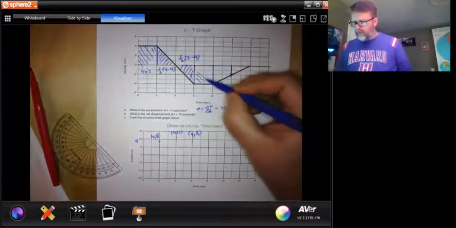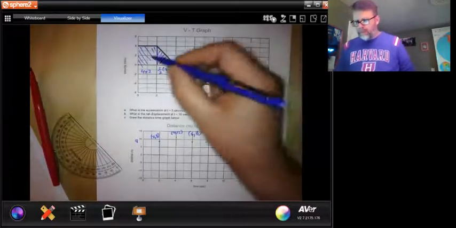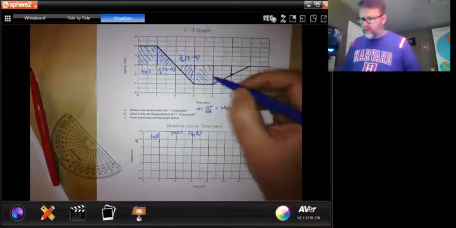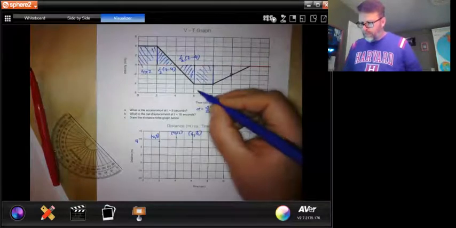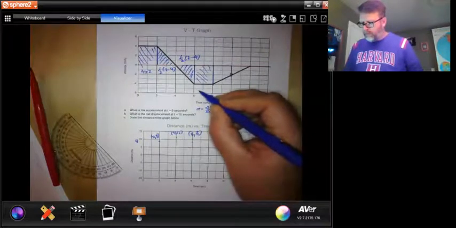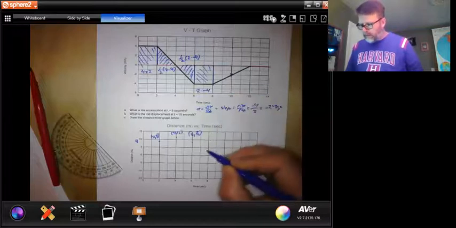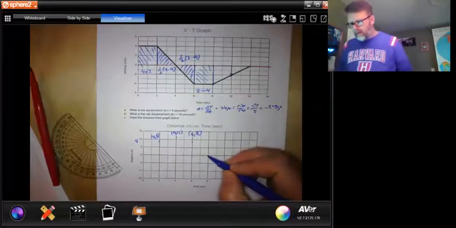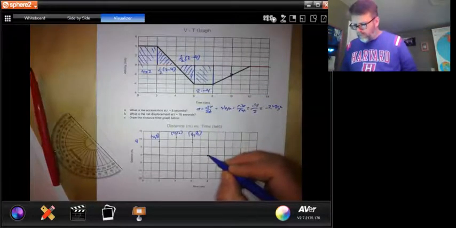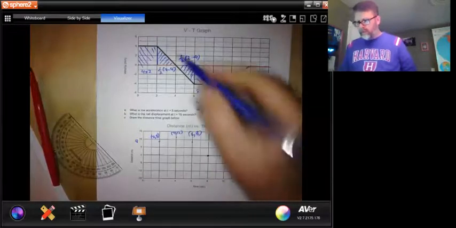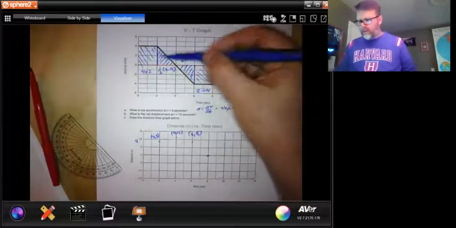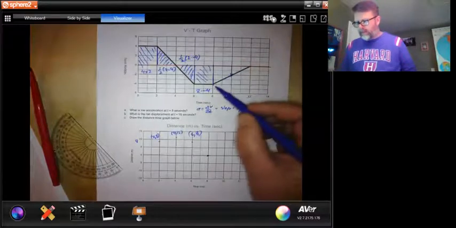And then we're going to go through and look at the next area. It should be kind of a reflection of this one. So this one was 2 times -4. So now it's going to come back down 8 more. So it should hit 0. So it went forward as much as it went backwards in the first 8 seconds.